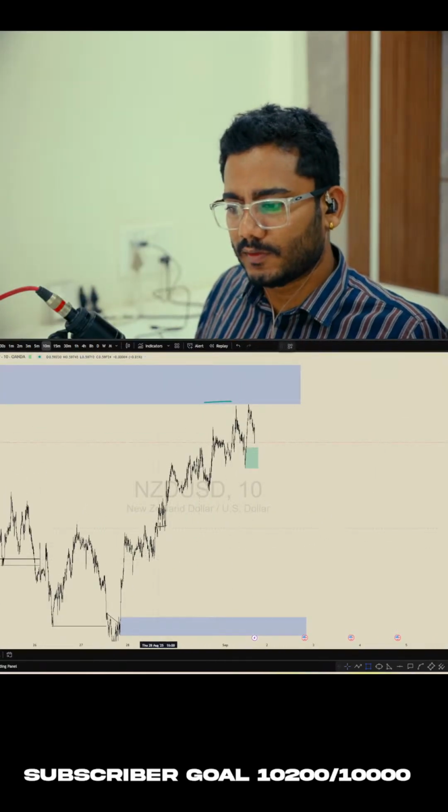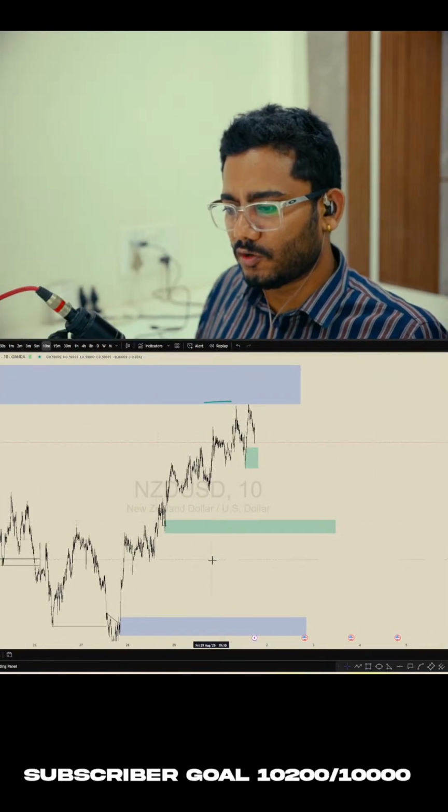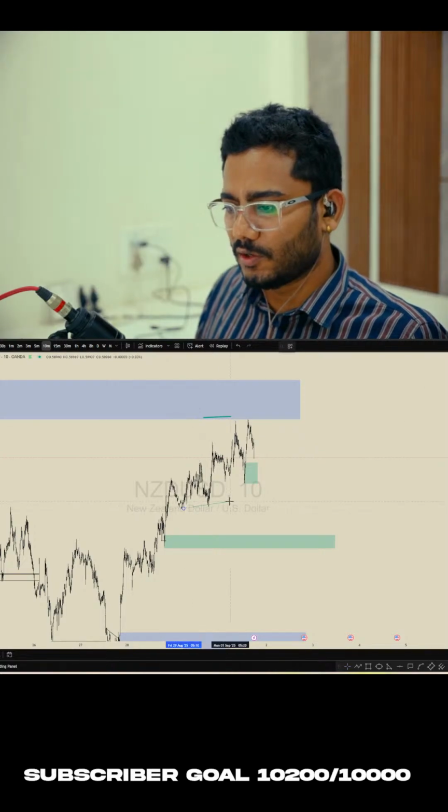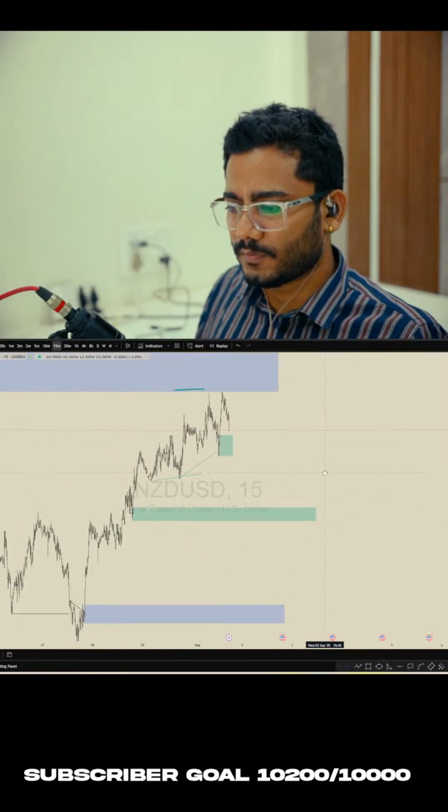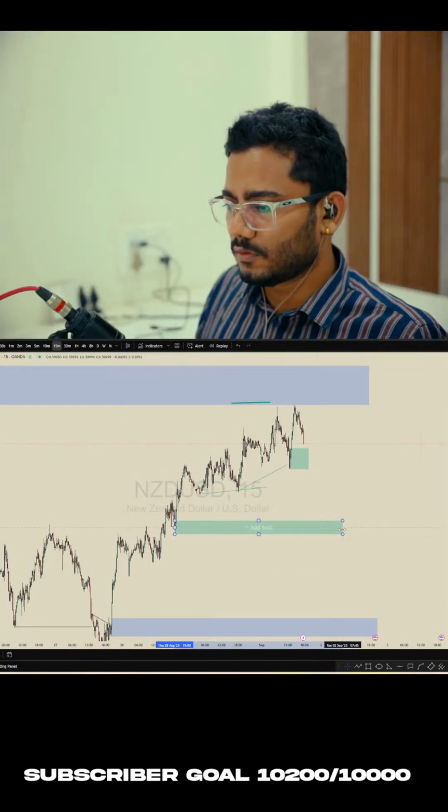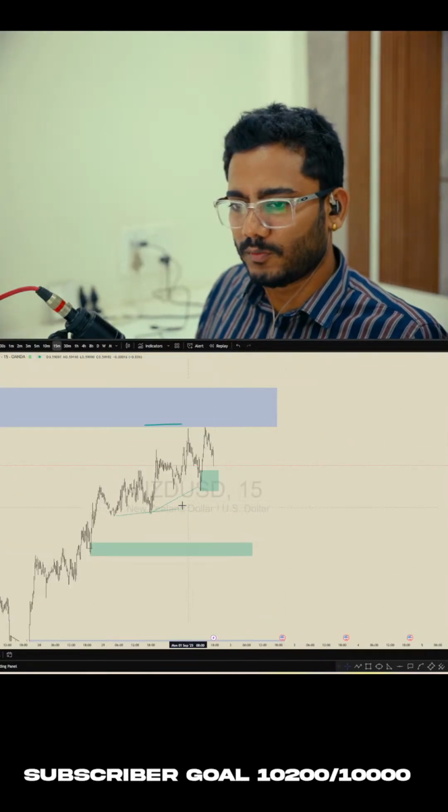On 10 minutes, this is a good candle where there is an imbalance in the order block, and we have this trend line liquidity to the upside. Also, this is a trend line liquidity. So we can look for buy side from here.